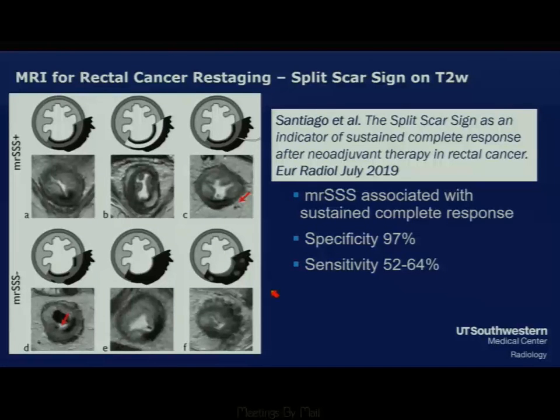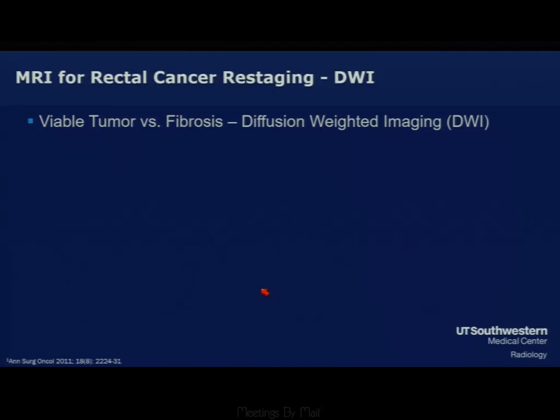slide in here. All right, so moving on from T2-weighted images, how about diffusion-weighted imaging to assess viable tumor versus fibrosis?